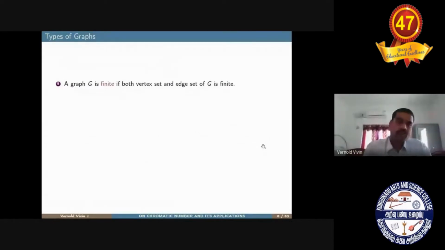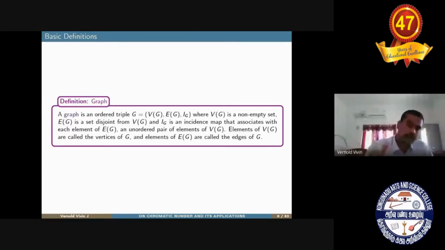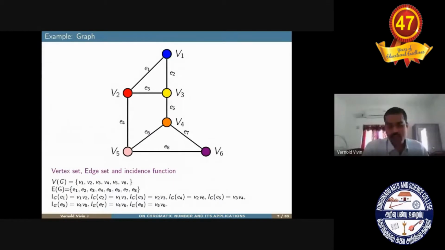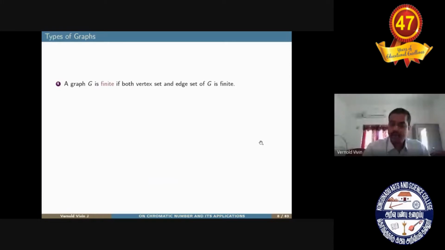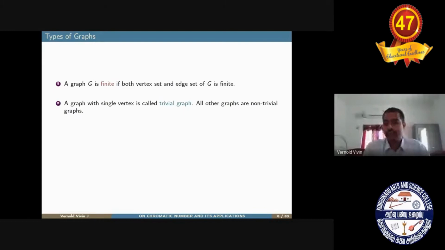Next, types of graphs. A graph G is finite if both the vertex set and edge set of G are finite. Finite means you have countable. The earlier graph which I have defined here is a finite graph, since we have 6 vertices and 8 edges. Next, a graph with a single vertex is called a trivial graph. Only a point itself, a vertex. If you have a single point, that is called a trivial graph. All other graphs are non-trivial graphs. I hope this is clear.